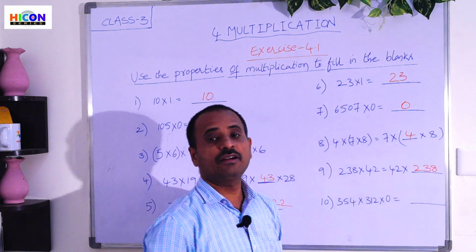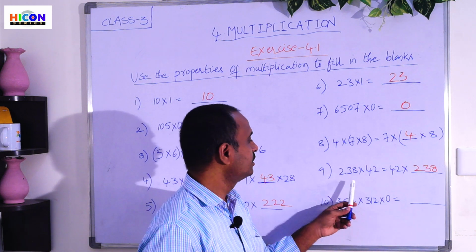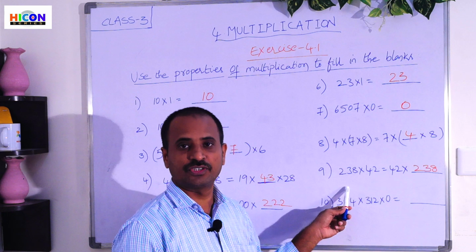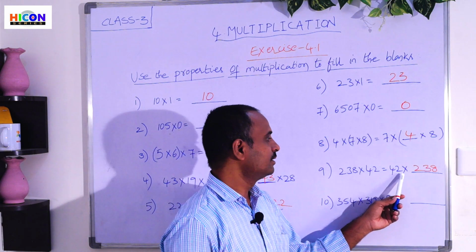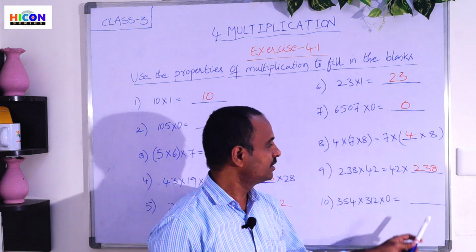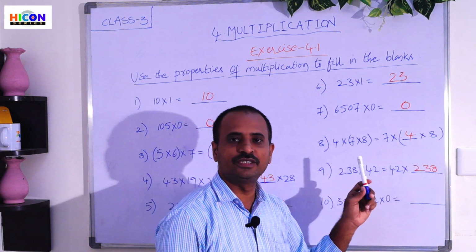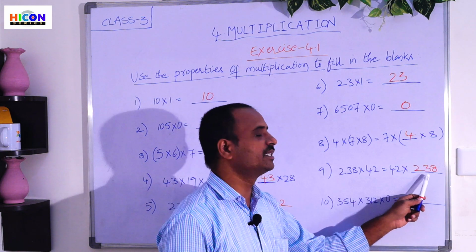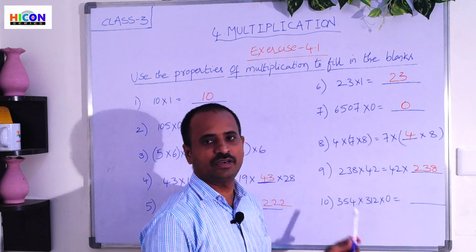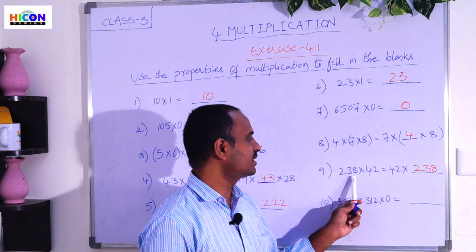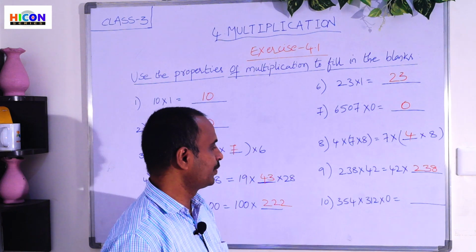That means the order of the numbers is changed here. So here the order of multiplication is changed. 238 is taken in the first place and 42 in the second place, whereas here 42 is taken in the first place and 238 as the second. Their places are changed. Whatever the order, if you multiply any 2 numbers in any order, we will get the same product. Next, see the 10th problem here.